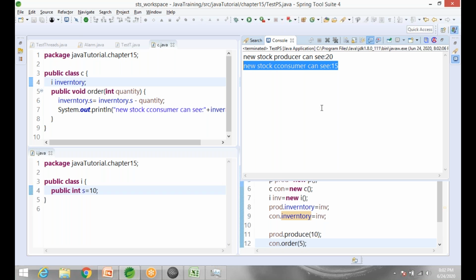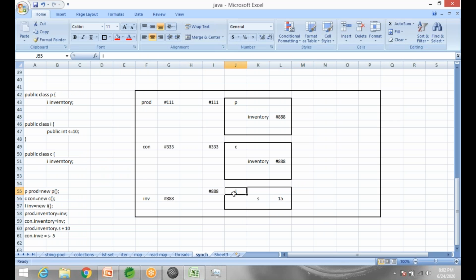You got the point, right? How to share an object between two classes? Yes, sir. All right, so they both have the same copy. So whatever producer increments, it will increment here. Whatever consumer decrements, it will decrement from whatever producer updated previously. So it was not 10 minus 5. This time it became 20 minus 5. Because before the consumer ordered something, producer actually added 10 more.